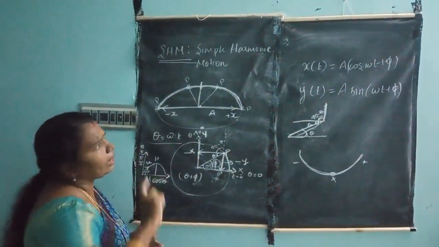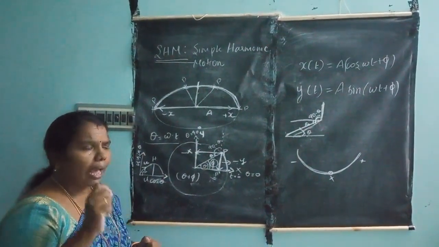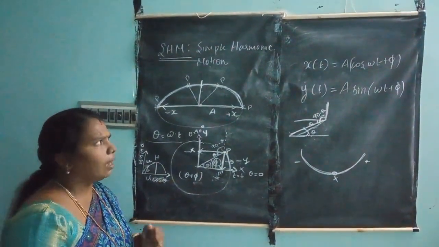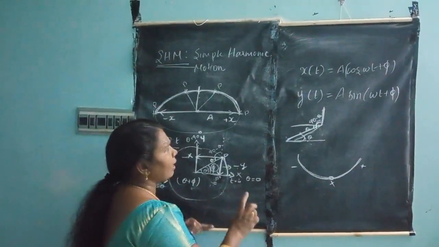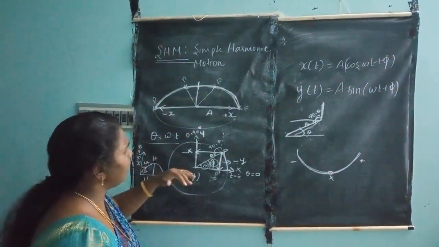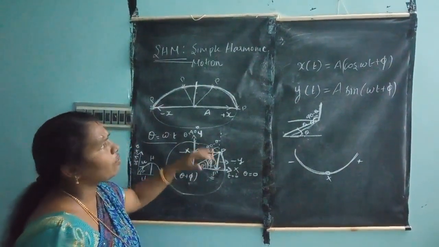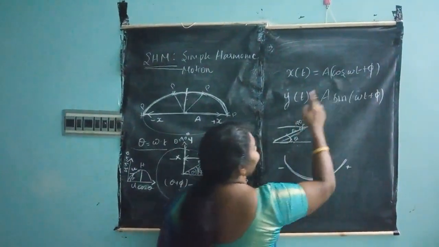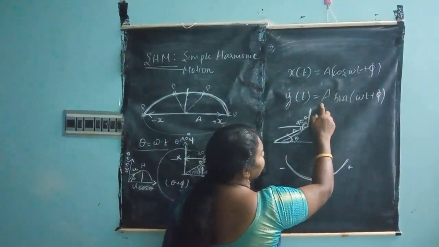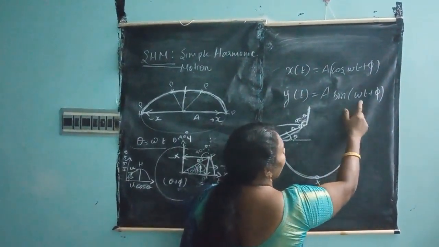So what is called amplitude? A means amplitude, and amplitude means maximum displacement. All this we are going to discuss in the next classes. And you know that in the x-axis it has the function A cos(omega t plus phi), and in the y-axis it is represented as A sin(omega t plus phi).